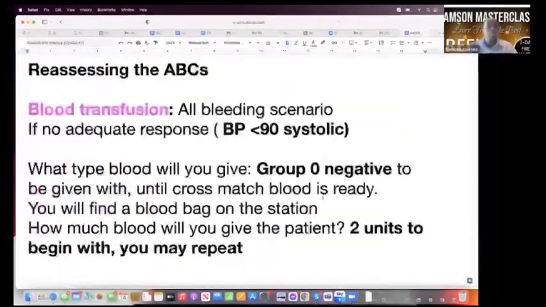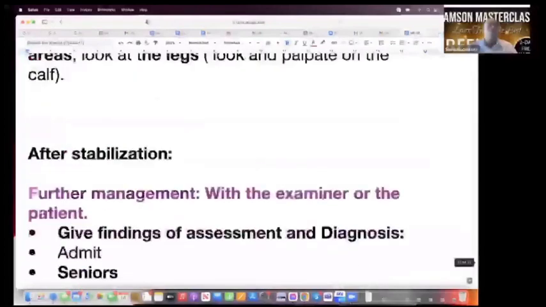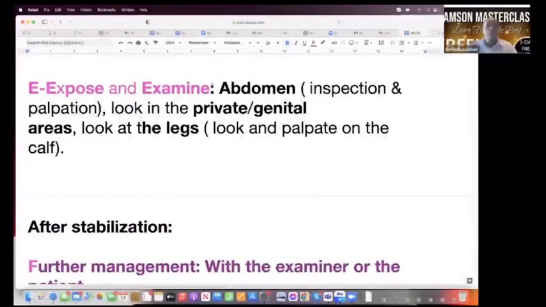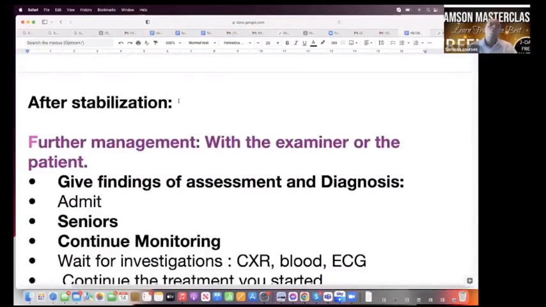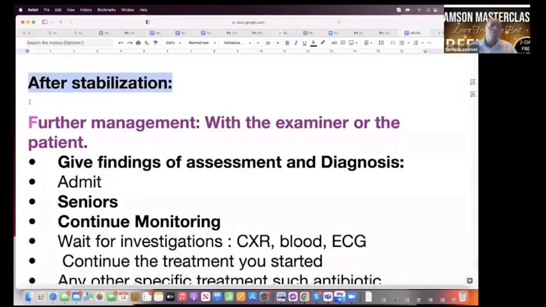Then what is next is E. What do we do on E? If you have not done an abdominal examination, expose and perform it, expose and examine the external genitalia, expose, look at the legs and palpate for the calf. Okay, that is E. If the patient is stable, we have stabilized, we go to post-stabilization and further management.